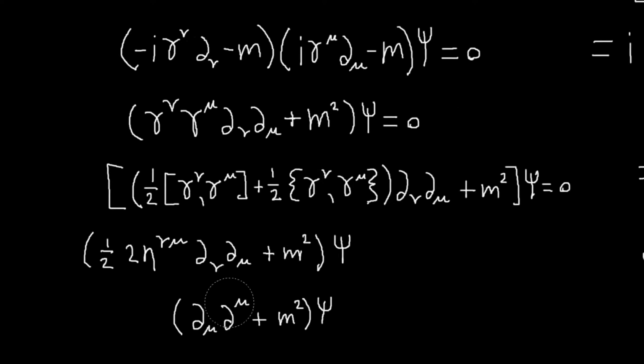And so what I find is that each component of psi satisfies the Klein-Gordon equation. Again, psi is a 4-component object, so really this is a differential operator that multiplies a 4x4 identity matrix. You should imagine it as a 4x4 matrix with this operator in each of the diagonals. And so each component of psi will satisfy the Klein-Gordon equation.